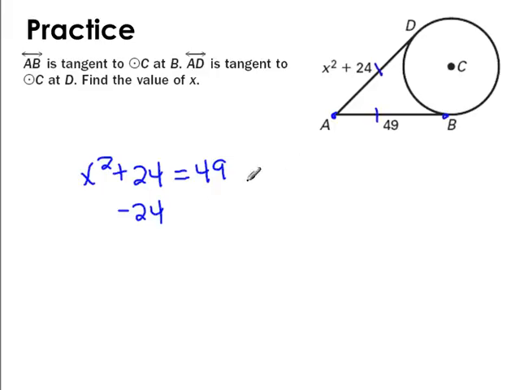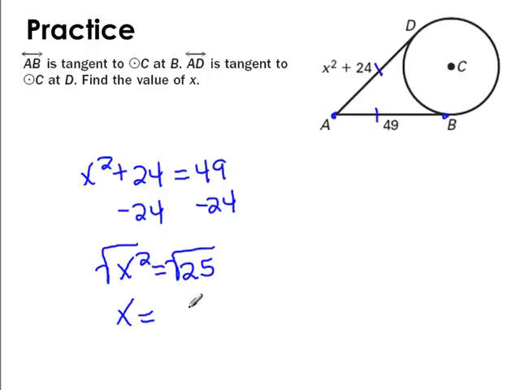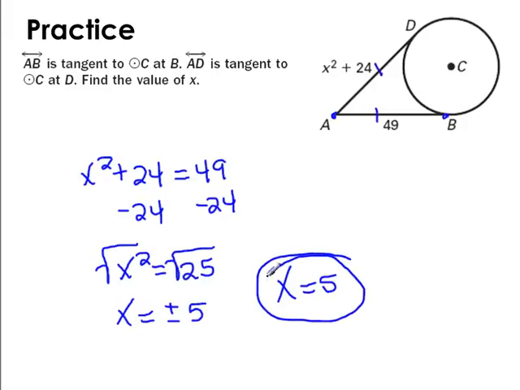We'll subtract 24 from both sides, and we have x squared is going to be equal to 25. So to solve, we will need to square root both sides, and we have x is equal to, really it's plus or minus 5, but remember, which one of these is going to make sense for us? The only one that's going to make sense is the positive value, because we can't have negative measures. So what we'll say is x is equal to 5, and that is your final answer.